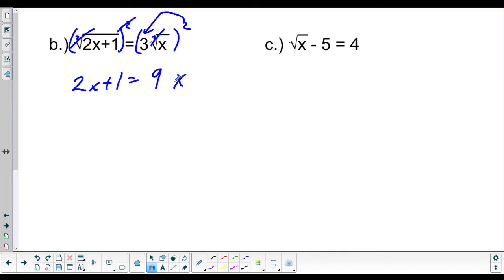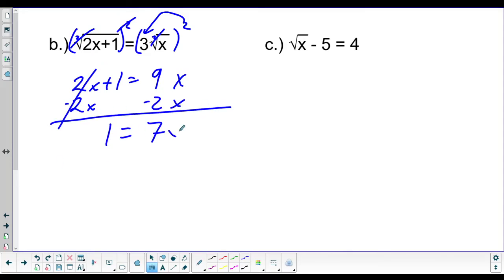Now we have to solve this for x. So let's move our 2x over. So it's with our 9. These cancel. So we have 1 equals 7x. We divide by 7. And x equals 1 over 7.